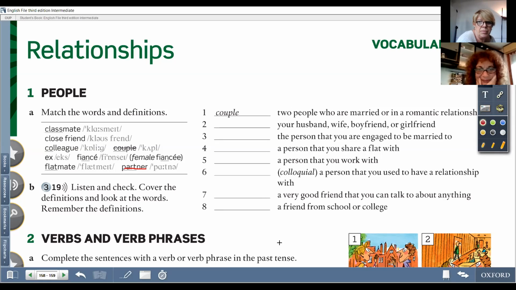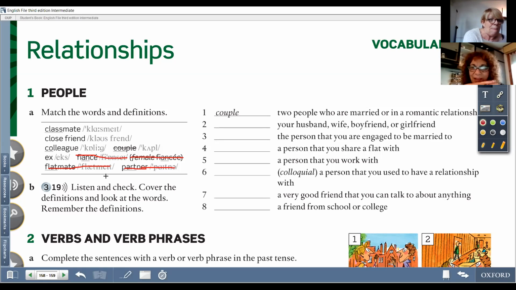Person that you are engaged to be married to. Fiancé. A person that you share a flat with. Flatmate. Homemate, yes, also homemate. Flatmate is just showing that you are sharing a flat. Of course, it cannot always be a flat. It can be a house, a cottage, a hut, a cabin or a car. But it's your home. So homemate is more general.